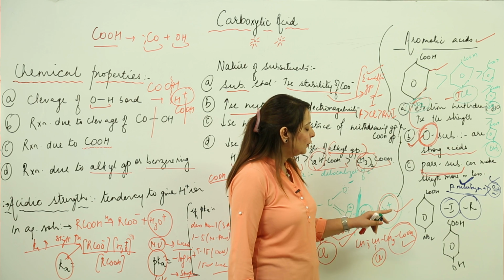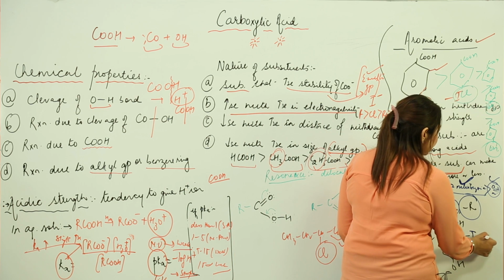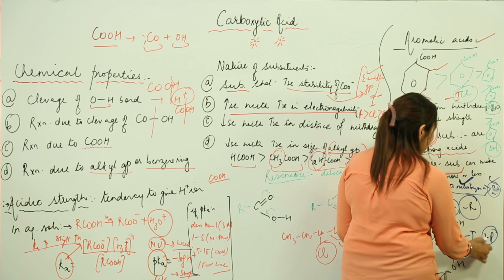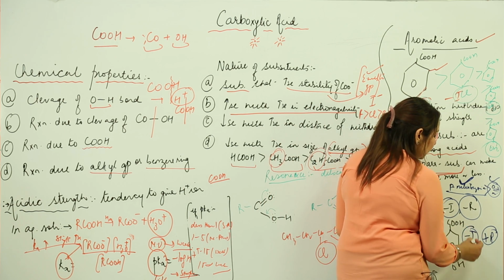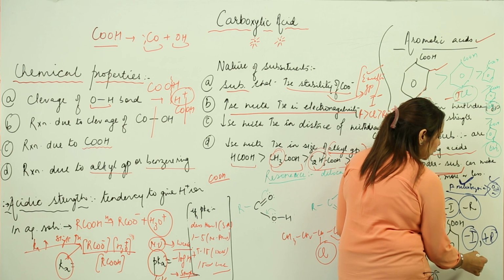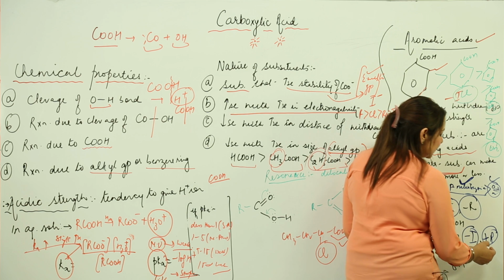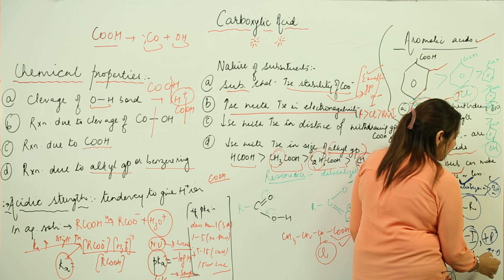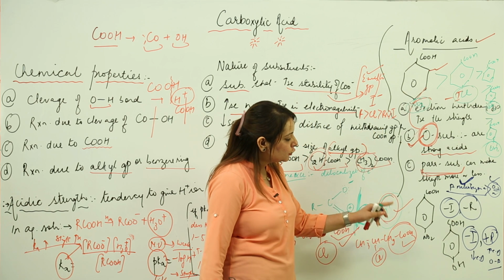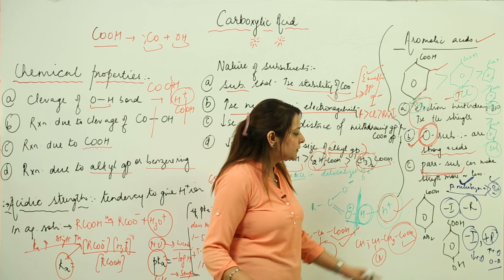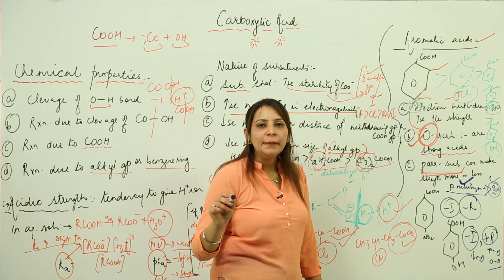So if I talk about the strength, then we know that it particularly shows a minus I effect, but at the para position it shows a plus R effect. So due to the minus I effect, it decreases the electron density as it is electron withdrawing. But plus R means it is going to increase the electron density, particularly at the ortho and para positions. So due to minus I it is decreasing the electron density, and due to plus R it is increasing the electron density, particularly at the ortho and para positions.